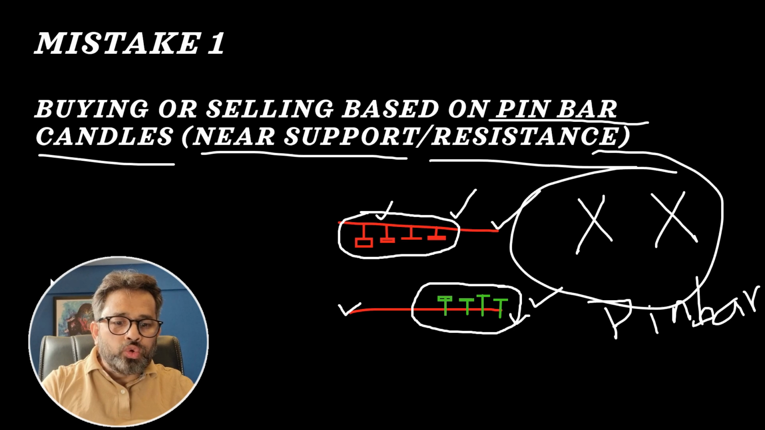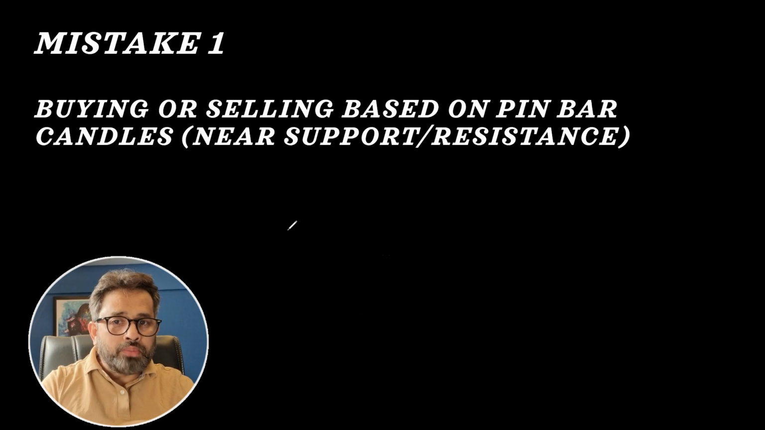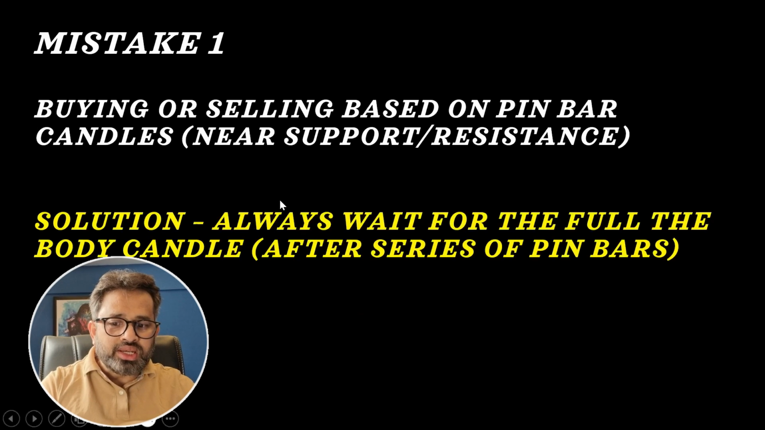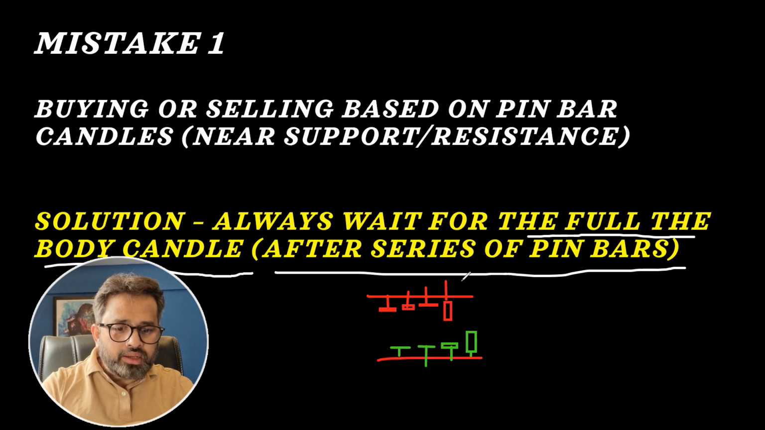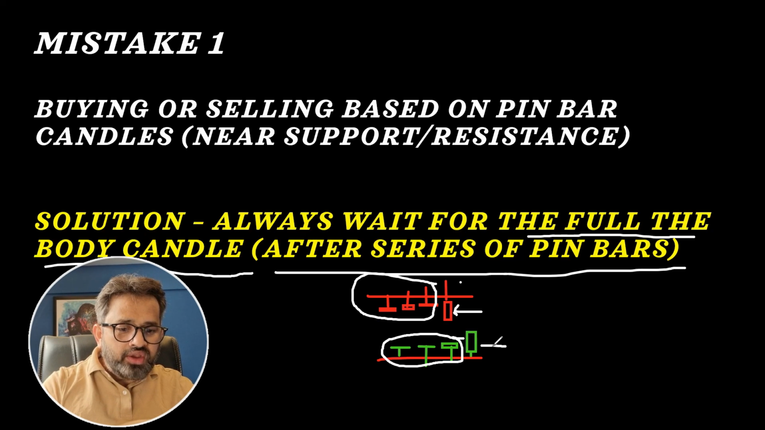So many people make the mistake of taking a long or short based on pin bar. So instead of that, what is the solution for it? The solution is always wait for the full body candle after series of pin bars. That means when you see this kind of pin bar, never go short just because these are the pin bars. Wait for the full body candles. Near the bullish sign also, if you see this kind of pin bar, never go long just because it's a pin bar, now it is going to go up. Wait for the full body candle, then only you should go long.